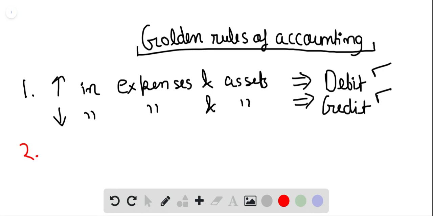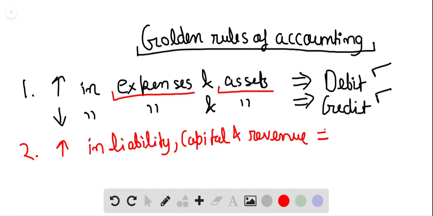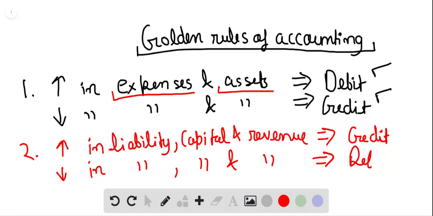So rule 2. There are mainly five types of accounts. First one is assets, then second is expenses. So for an increase in liability, capital and revenue, there is a corresponding credit. Whereas in case of reduction in liability, capital and revenue accounts, there is a corresponding debit.